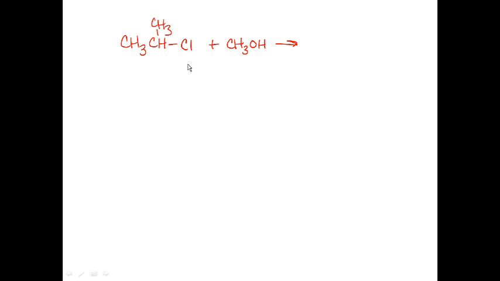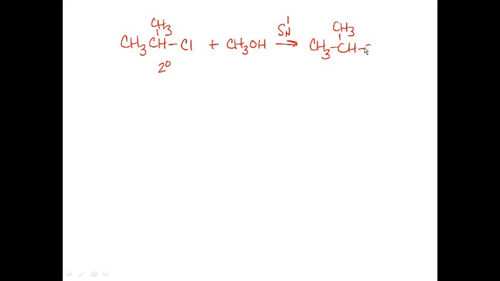Let's take this secondary halide and react it with a neutral weak nucleophile, an alcohol. The rules are such that weak nucleophiles can only undergo SN1, so fortunately secondary carbocations can form. They're not as stable as tertiaries, but they can form. So this reaction would go by an SN1 mechanism.